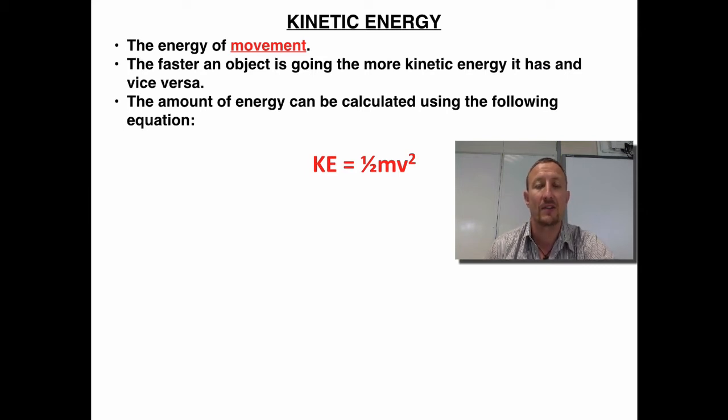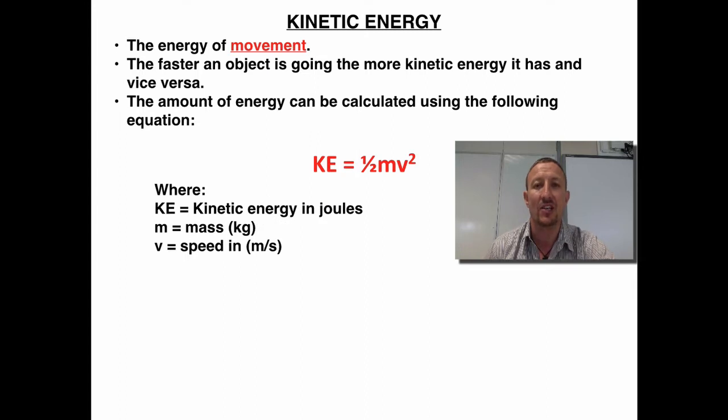Now, there are a number of things that we need to understand before we start using the equation, and that is the units that all of the variables need to be in. Kinetic energy, being energy, is always in the units of joules, so you put a capital J after the value that you've got for your energy. Your mass must always be in kilograms. Now, if it's in grams, then all you have to do is divide it by 1,000, and that will turn it back into kilograms. The velocity or the speed must always be in meters per second.